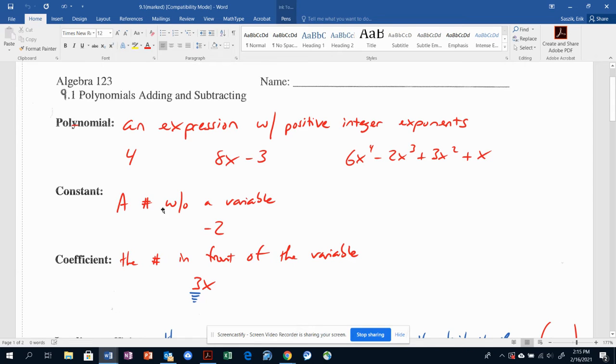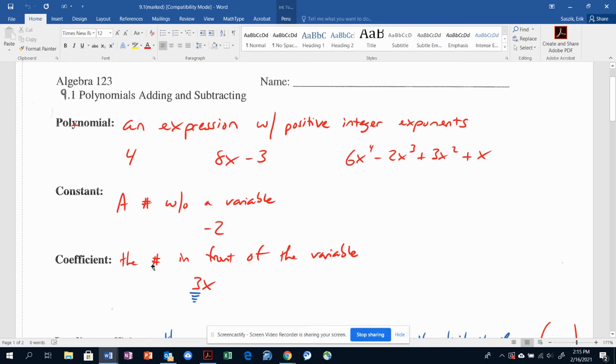A constant is just a number without a variable. It's just a plain old number. Like this 4 up here, that's the constant. This negative 2, it's a constant. It's called a constant because there's no variable with it that would change the value of it. Negative 2 is always going to be negative 2.